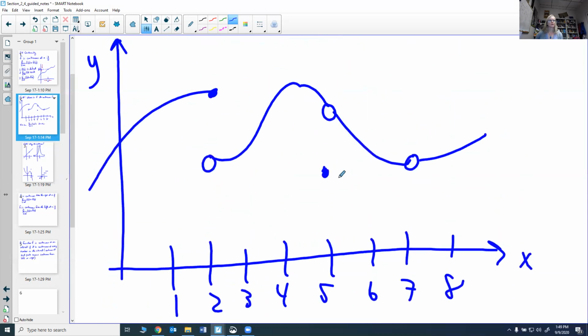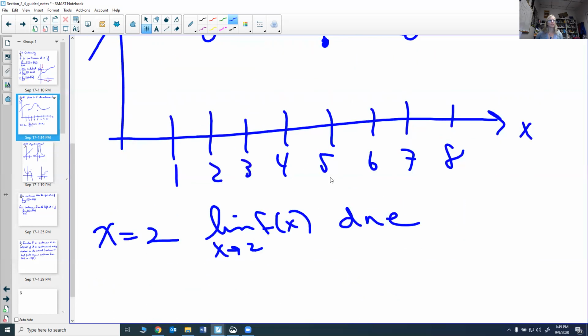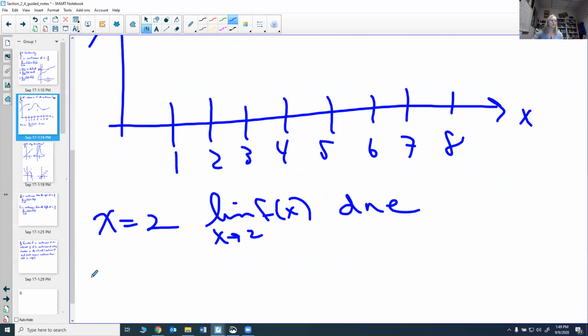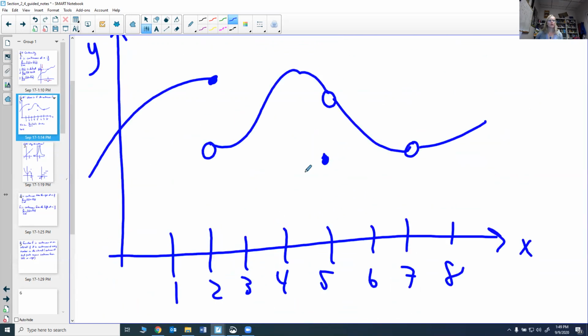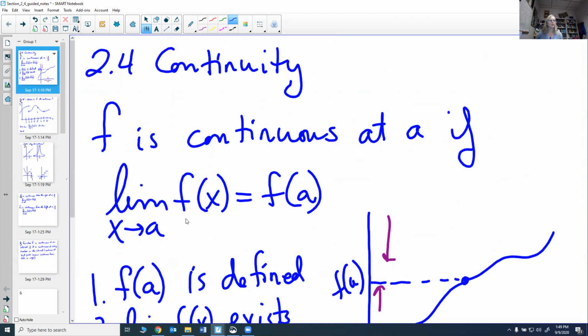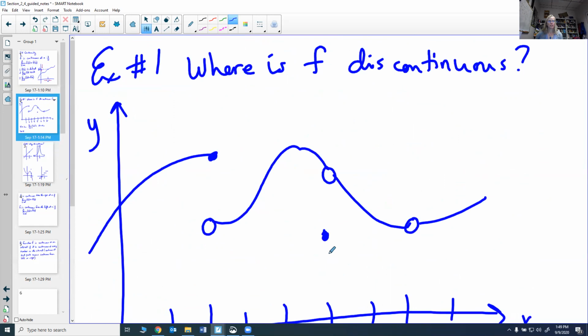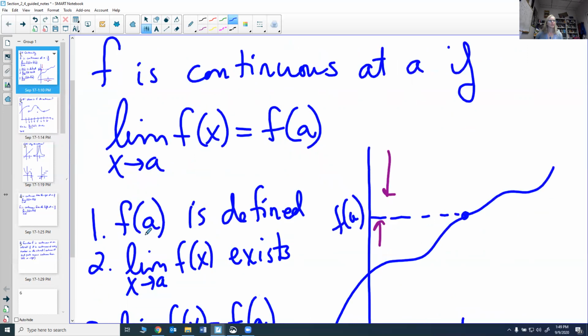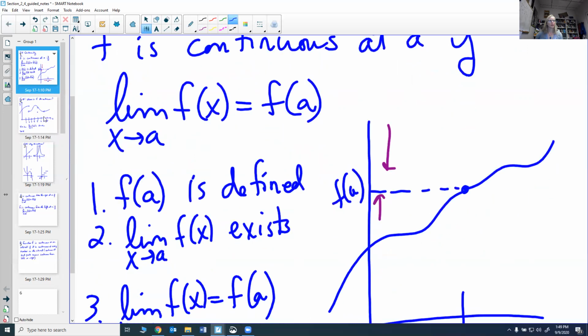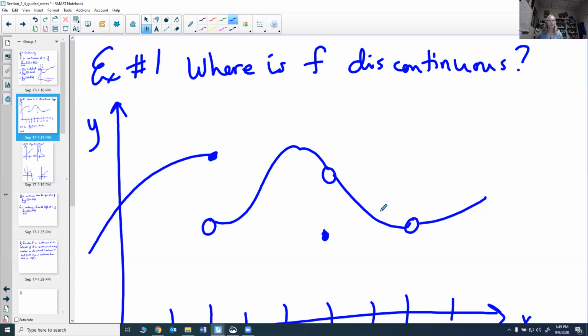So let's see if there are any other points. There's another point here. There seems to be something weird going on at x equals 5. So x equals 5 looks like another point of discontinuity. Going back to your definition of continuity, the first condition is that your function has to be defined. And I notice my function is defined. There's a dot right there. The second is that the limit has to exist. If I look here, my limit from the left and my limit from the right are both heading towards the same value. So the limit does in fact exist.